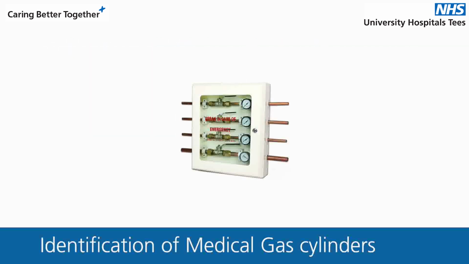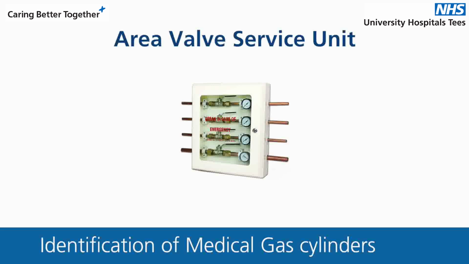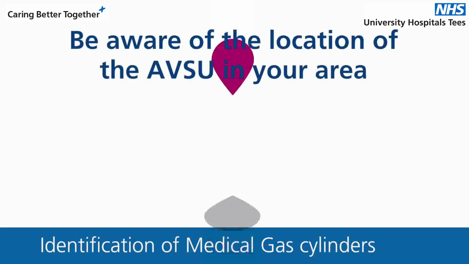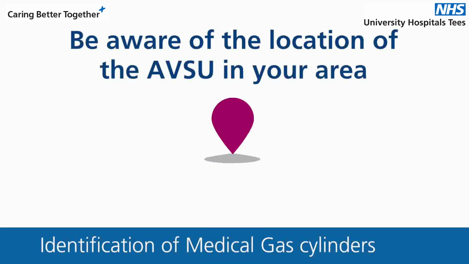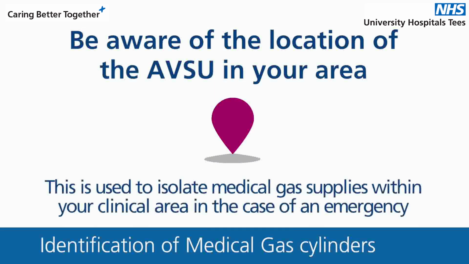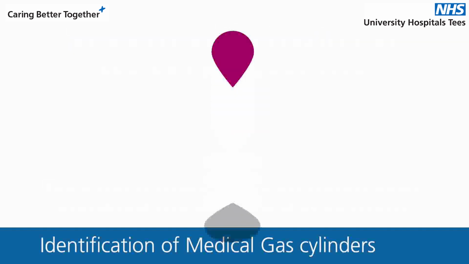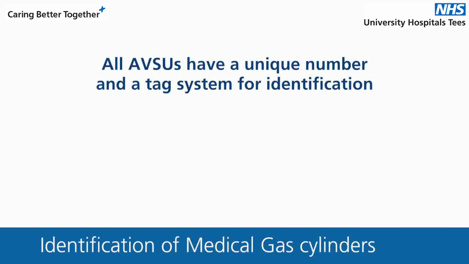Locked boxes containing isolated valves in enclosures with breakable glass fronts are called Area Valve Service Units, or AVSUs. These are provided at the entrance to wards and departments that have access to piped gases. You need to be aware of where the Area Valve Service Unit, or AVSU, is for your clinical area. This is used to isolate medical gas supplied within your area in the case of an emergency. All AVSUs have a unique number and tag system for identification.